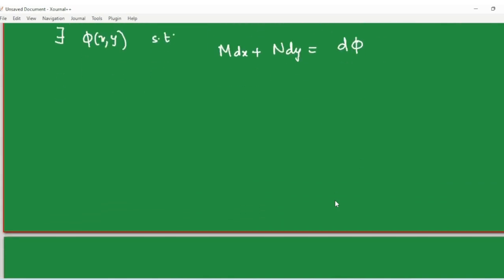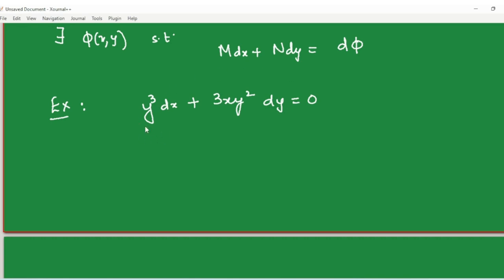But let's take one more example to understand this idea better. Let's look at this example now. Suppose we have y cube dx plus 3xy square dy equal to 0. Now this equation is in the form m dx plus n dy equal to 0. It's a first order first degree differential equation.